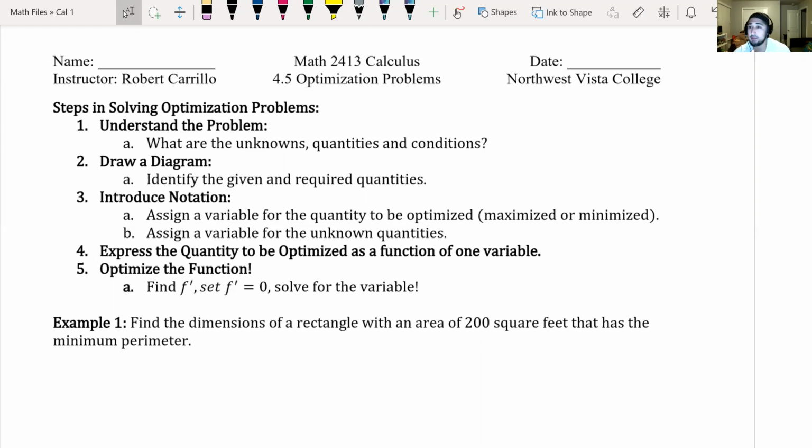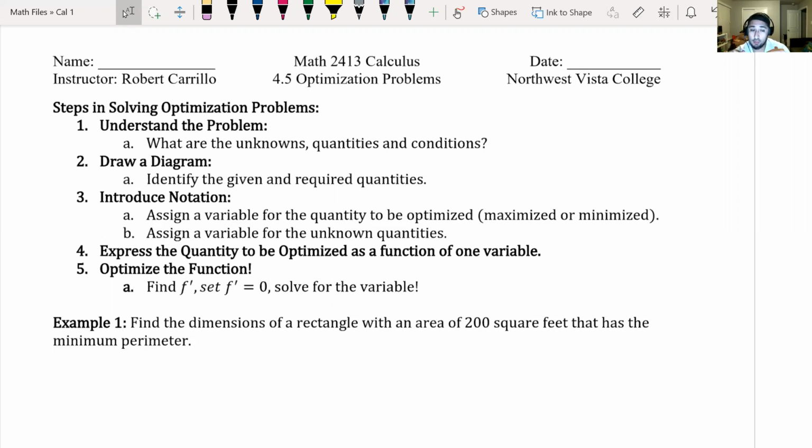So there are steps to solving an optimization problem. 1, understand the problem. What formulas, what quantities, what equations do we need? Step 2, draw a diagram if you need it. Diagrams are always helpful. 3, introduce notation, assign a variable for the quantity to be optimized, and assign a variable for the unknown quantities. So we want to know what formulas we should use. 4, once we find the formula, we need to express it in terms of one variable.